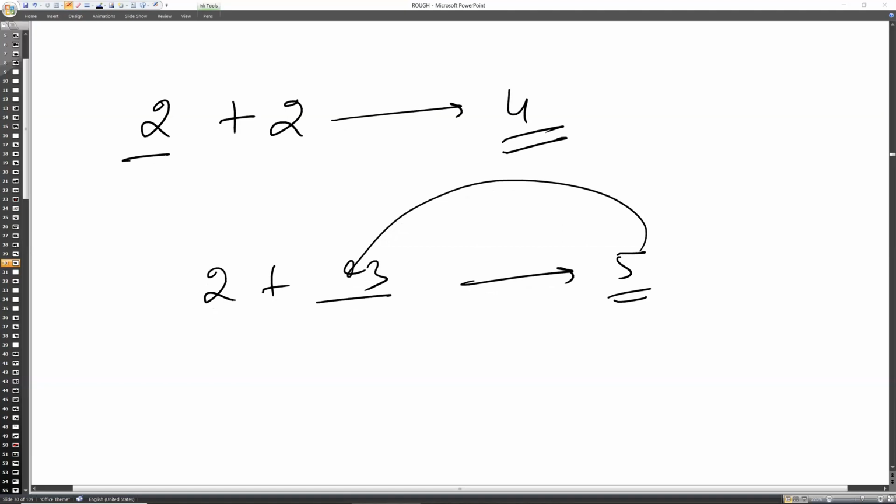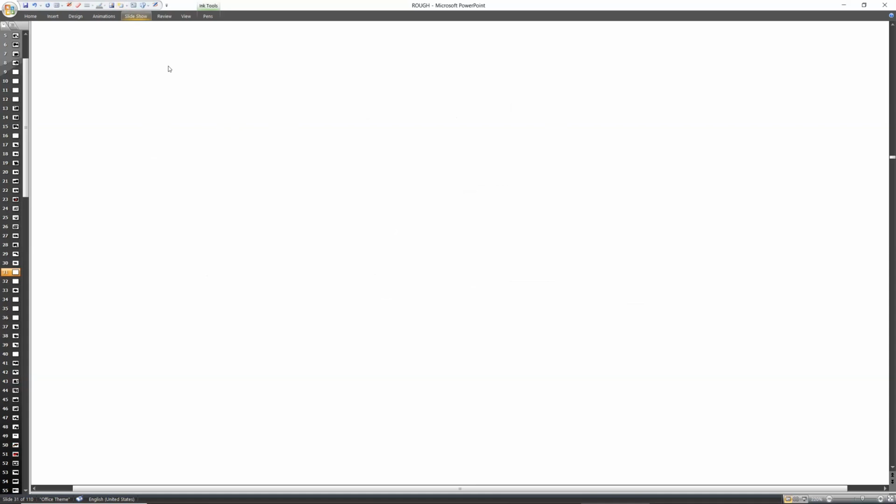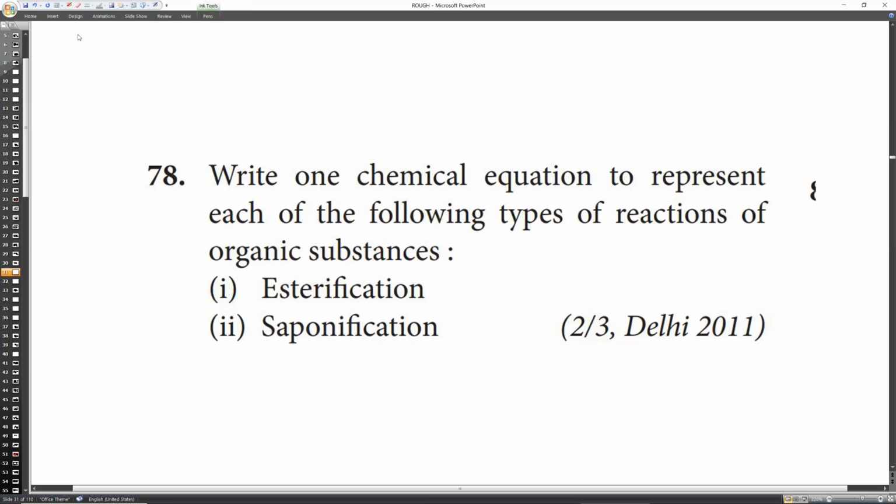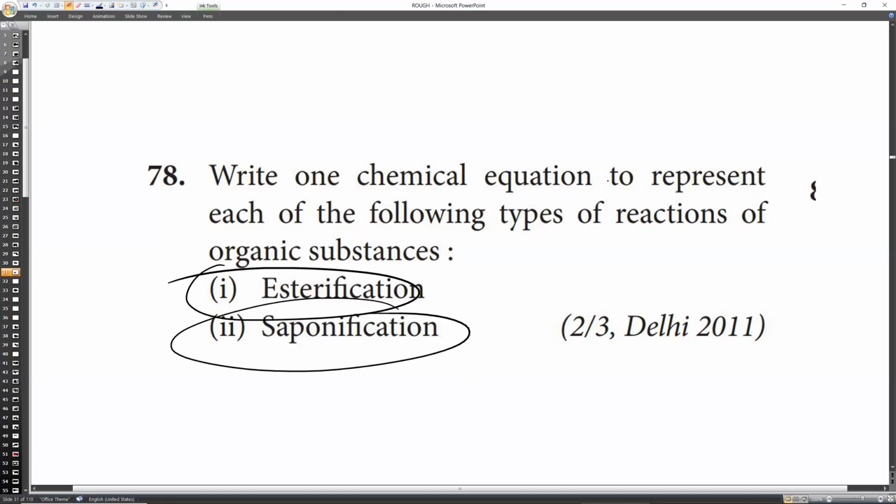Next question after 77 is 78. Question number 78. Which of the following chemical equations represent each of the following types of organic substance? This is very simple: esterification and saponification. Write one chemical equation to represent each of the following types of reactions of the organic substance.